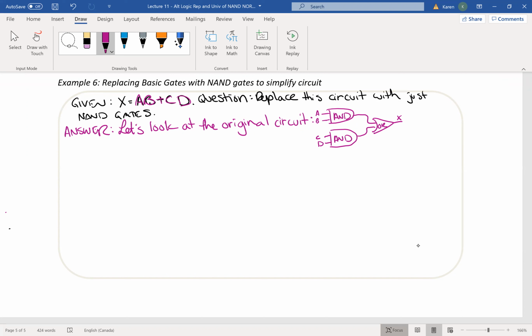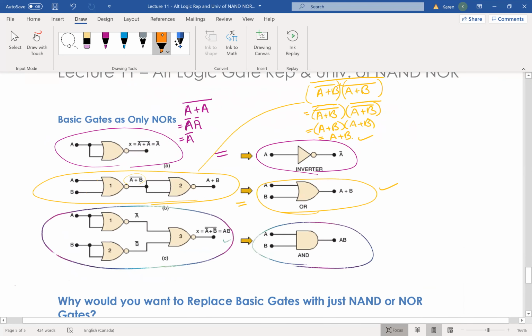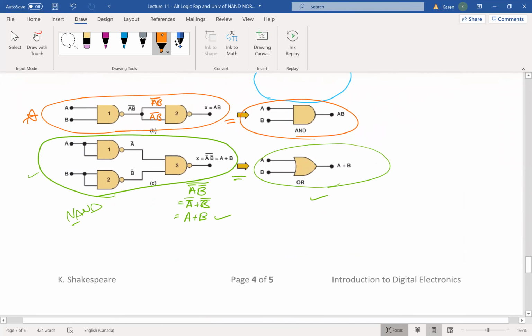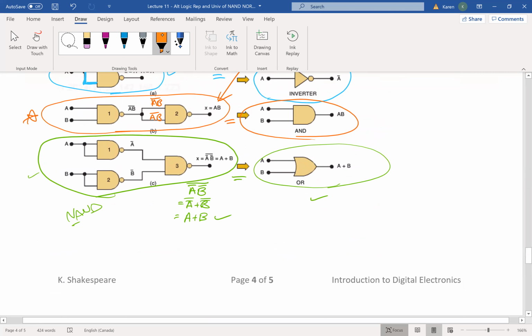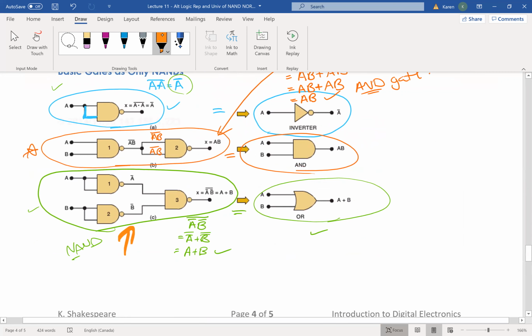Well, we're first going to look at the OR section. So here's the OR section. Well, how do I represent OR with just NAND gates? So we look at our cheat sheet, which you can have in front of you for the final exam as well. And for the rest of all time, you don't have to memorize this. You just need to know how to find it. So an OR gate looks like, oh dear, it's the big combination here.